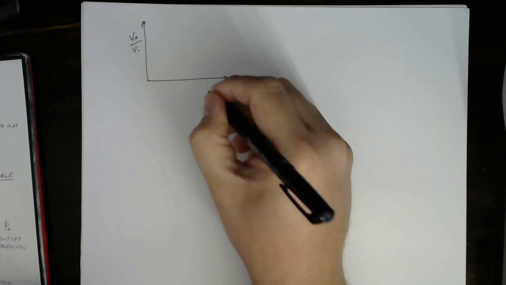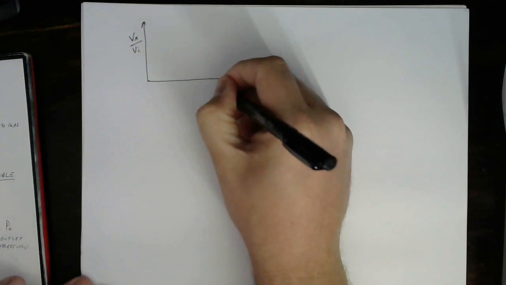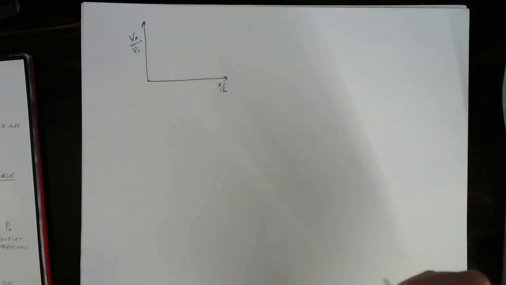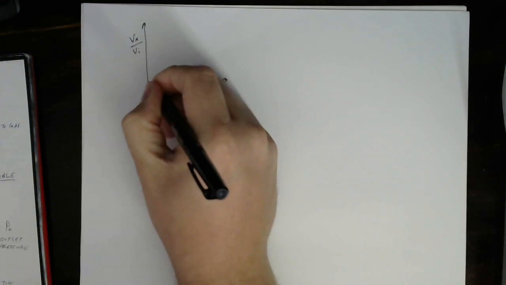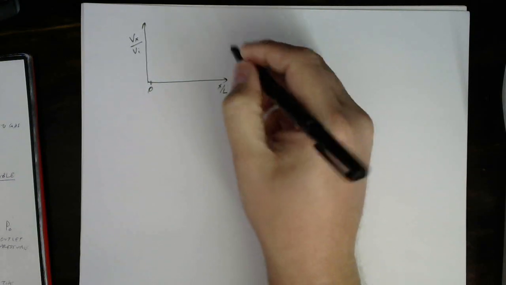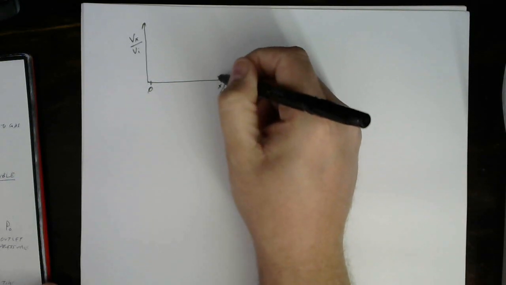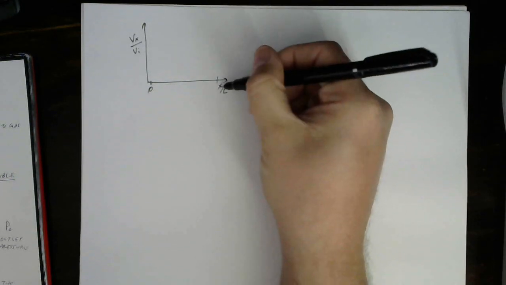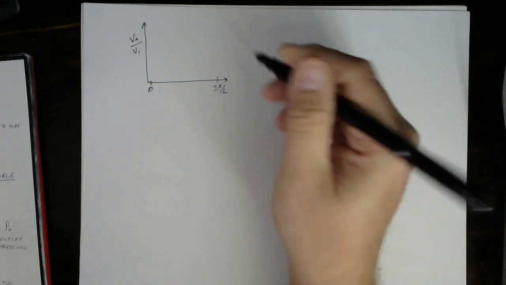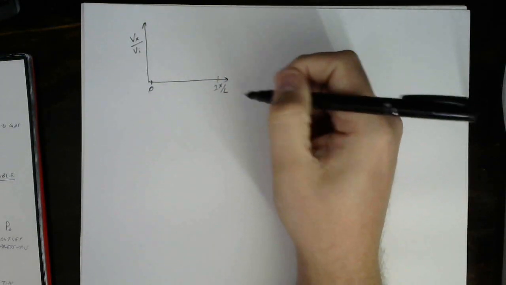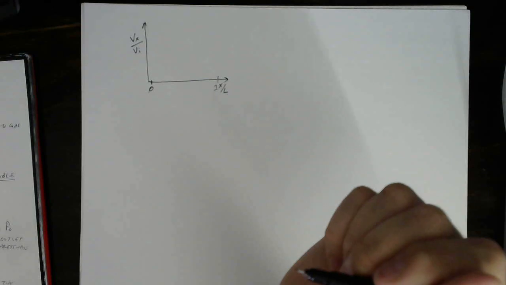And on the x-axis, we're going to look at position x relative to the length of the column, right? So we start out at the inlet, position x is 0, and when we get to the outlet of the column, well, this x will be equal to L, so the outlet will happen at a value of 1. Sorry, that's a little jumbled there.